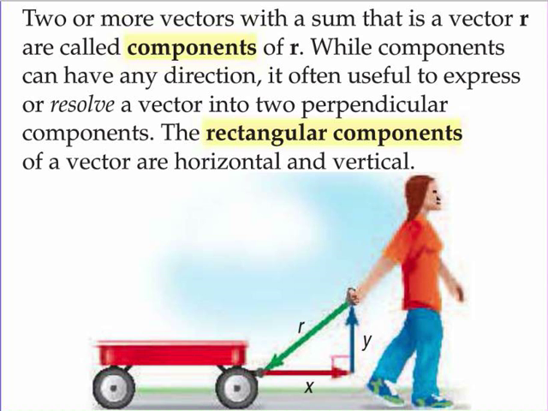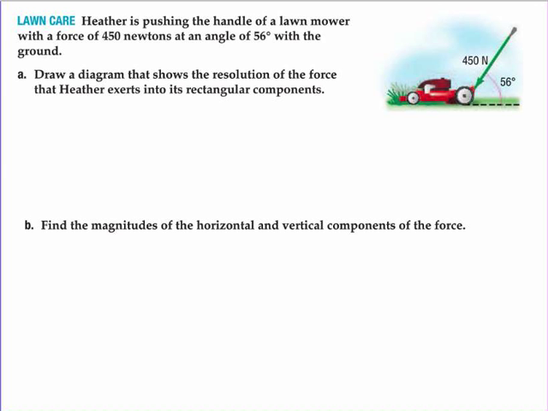While components can have any direction, it is often useful to resolve a vector into two perpendicular components. The rectangular components of a vector are both horizontal and vertical. In this example, she's pulling a wagon. The handle is R, right? When we talk about components, we talk about the horizontal, which is X, and the vertical, which is Y. Each of those forces is separate. They work together, but they're separate. Notice when I do that, I create a right triangle.